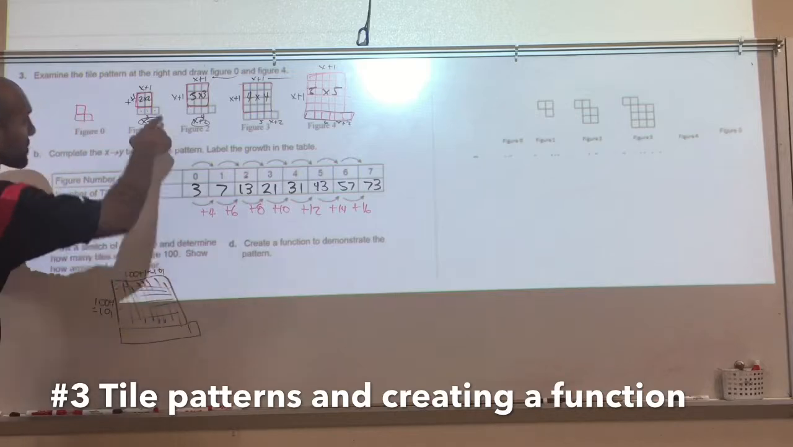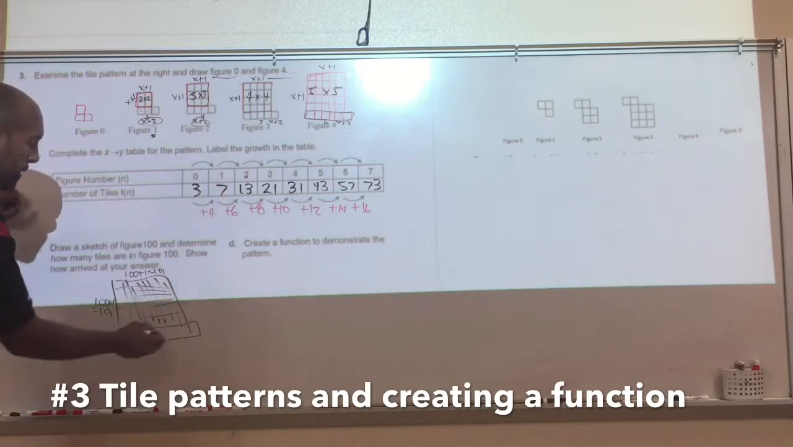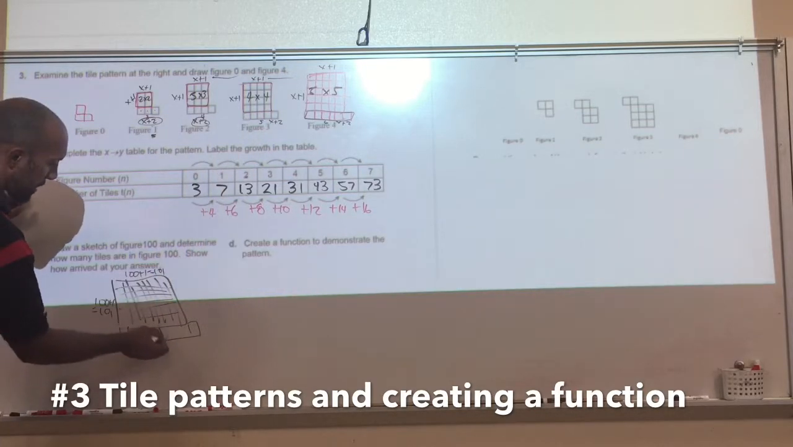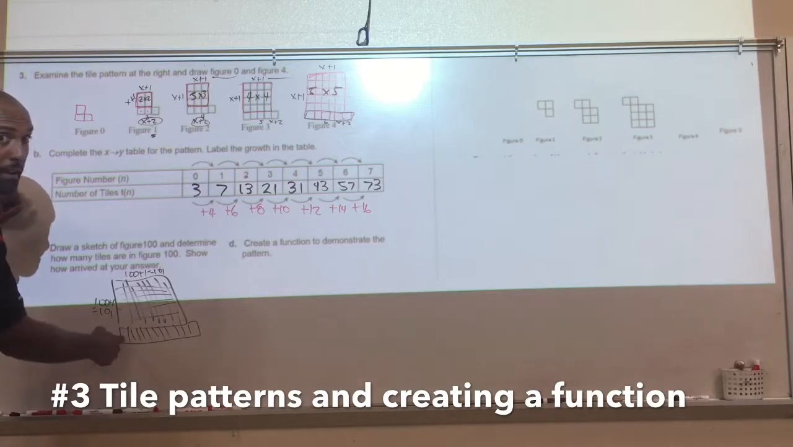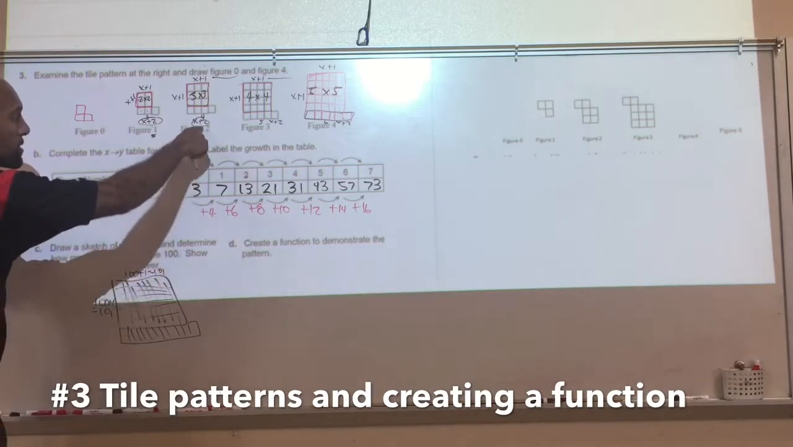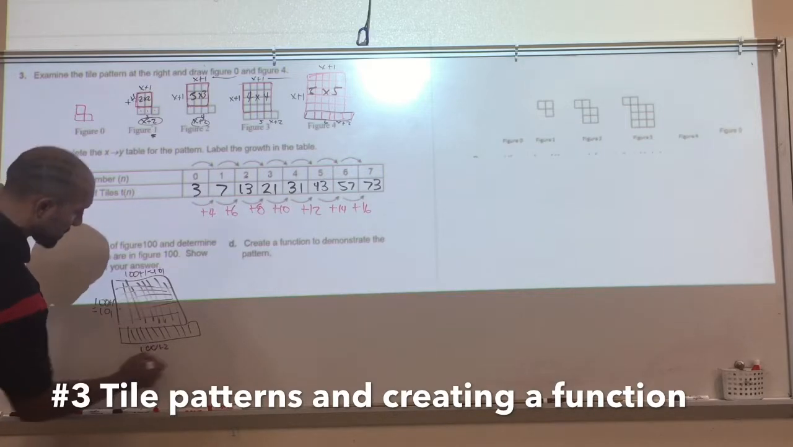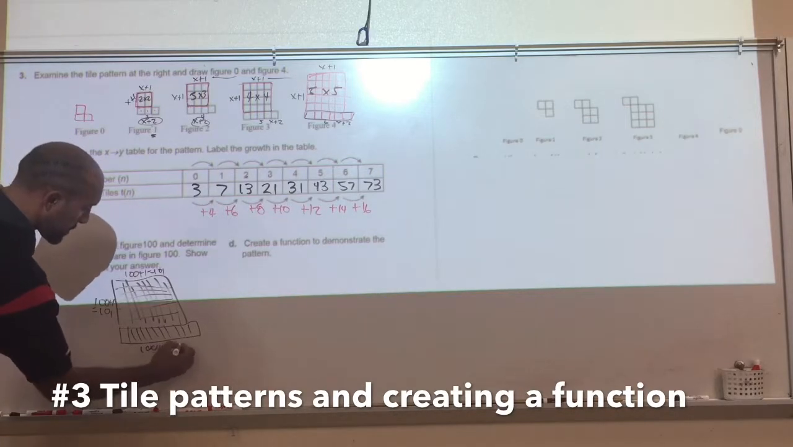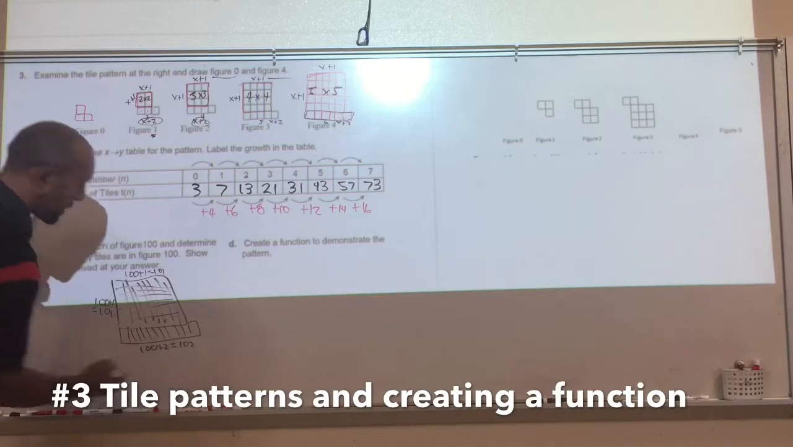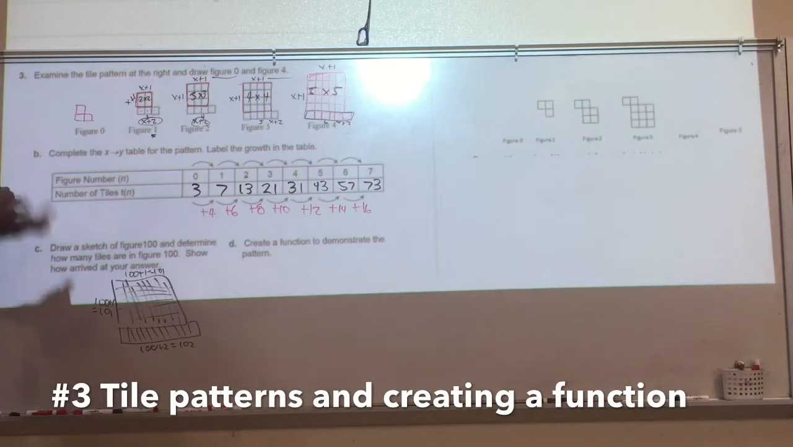and remember, you notice there's like 1 hanging off each time, and then we got a bunch of squares down here like this. The length of that, how many tiles there are, you add 2 to the figure number. So if the figure number is 100, it's 100 plus 2, right? So this actually is 102. All right, so now to figure out how many of them.